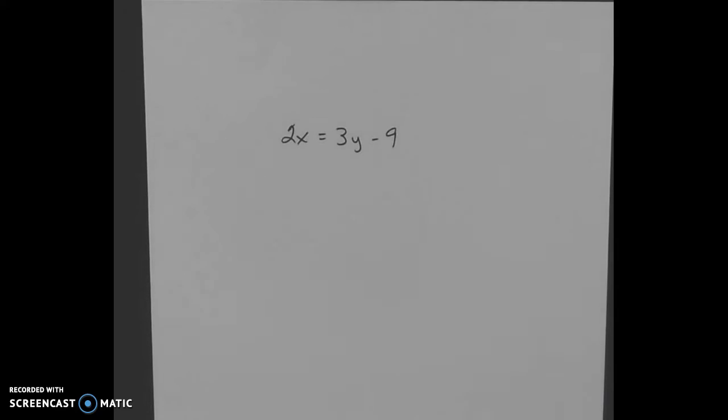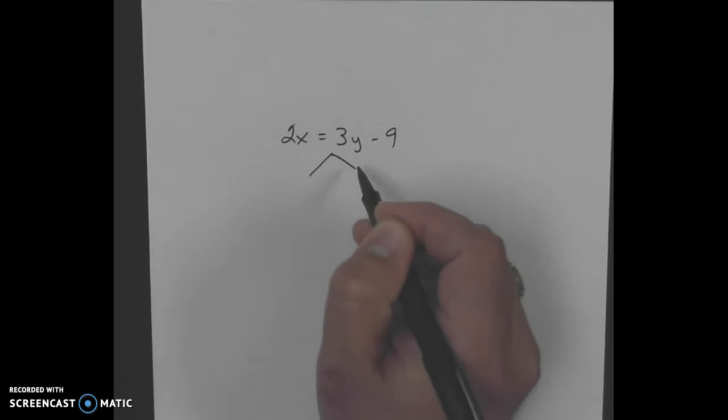Alright, this little video is just to help you with some of the graphing and some of the equations you have so that you can graph some that don't look like one of the forms we saw already. For example, 2x equals 3y minus 9 isn't in slope-intercept form or standard form. You could do either way with that.